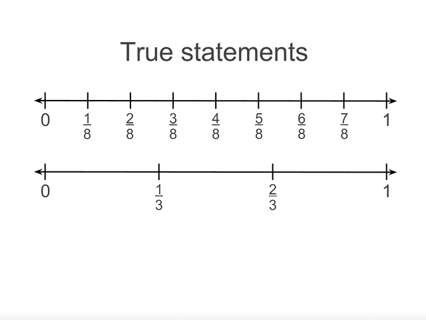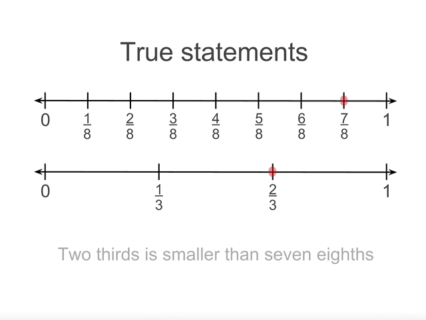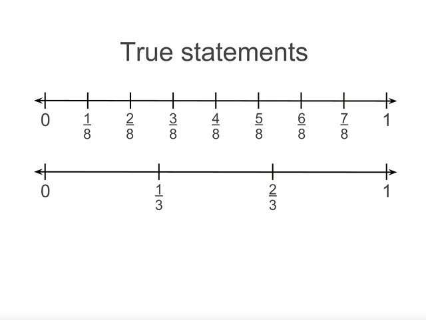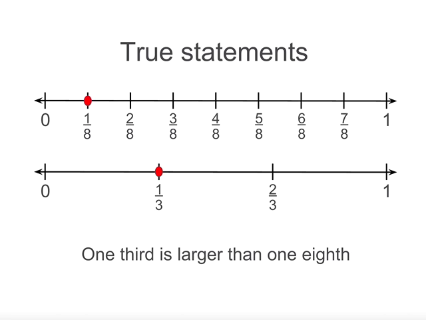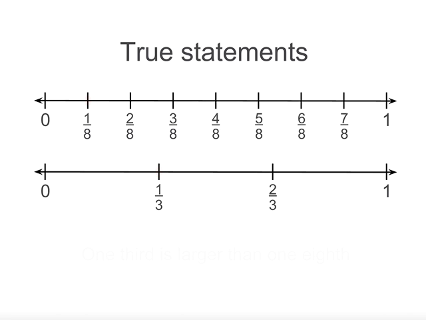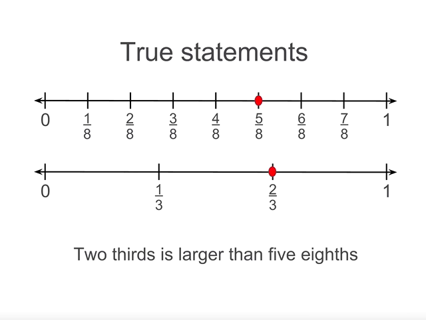With our knowledge of fractions, we can make statements about them using number lines. Here we have eighths and thirds on number lines. We can see that 2/3 is smaller than 7/8. Next, we can see that 1/3 is larger than 1/8. And we can also see that 2/3 is larger than 5/8.